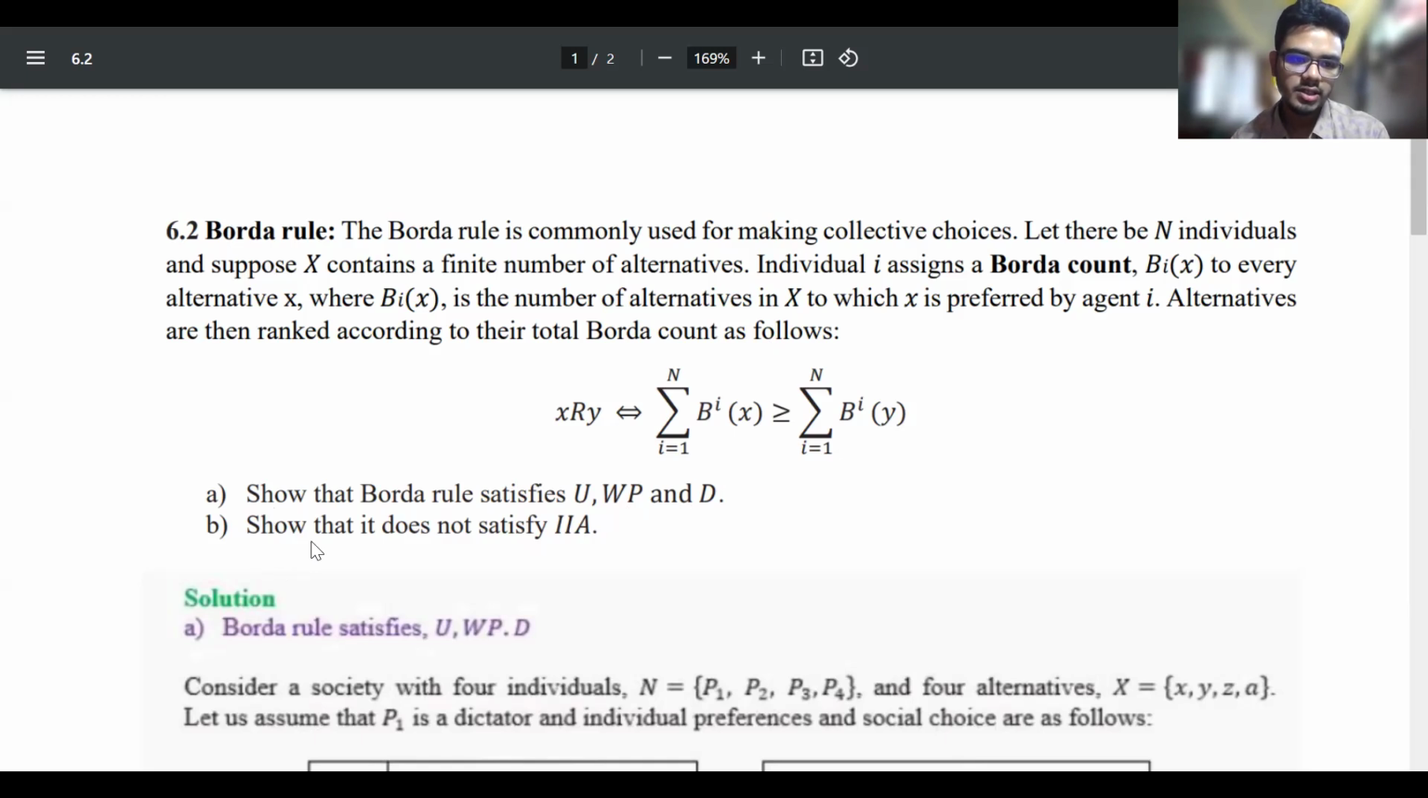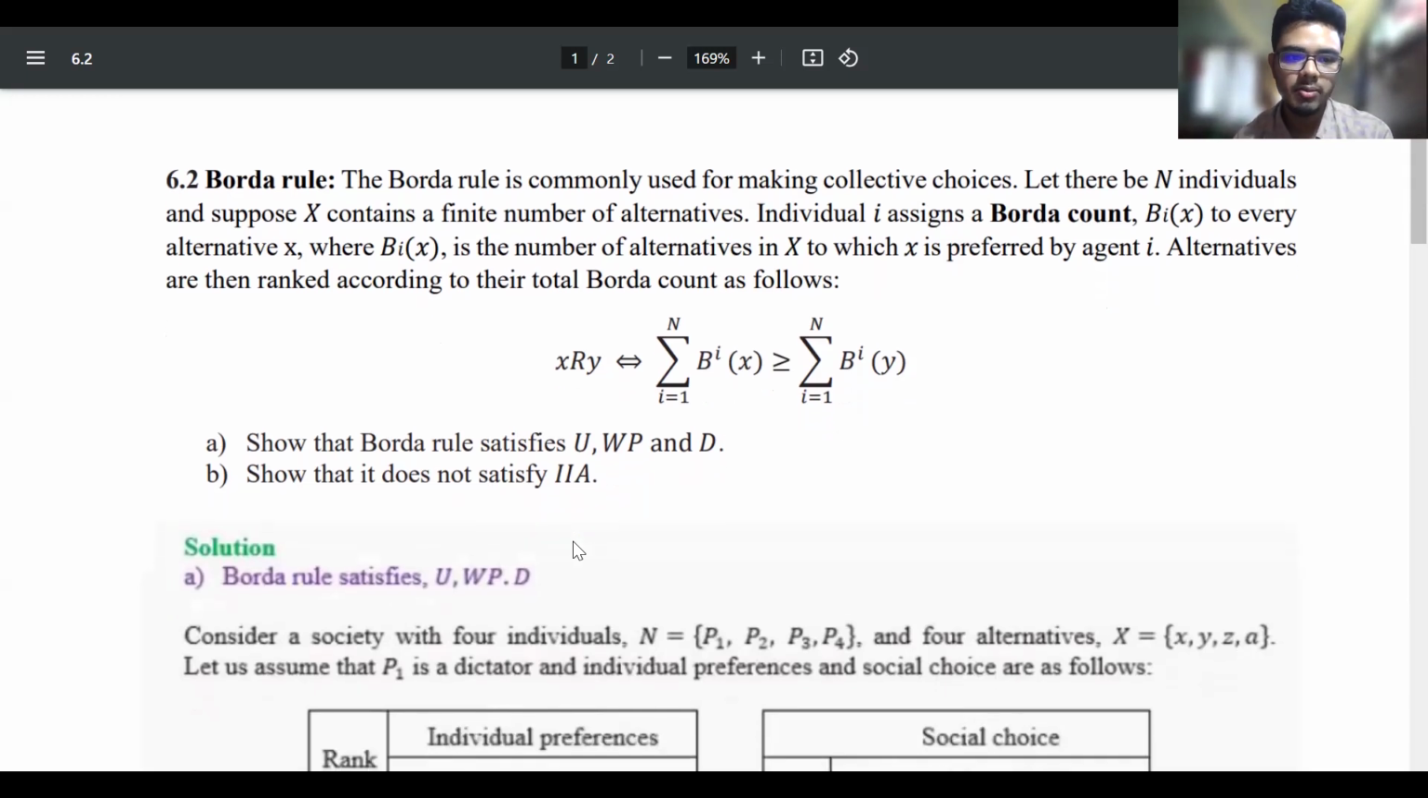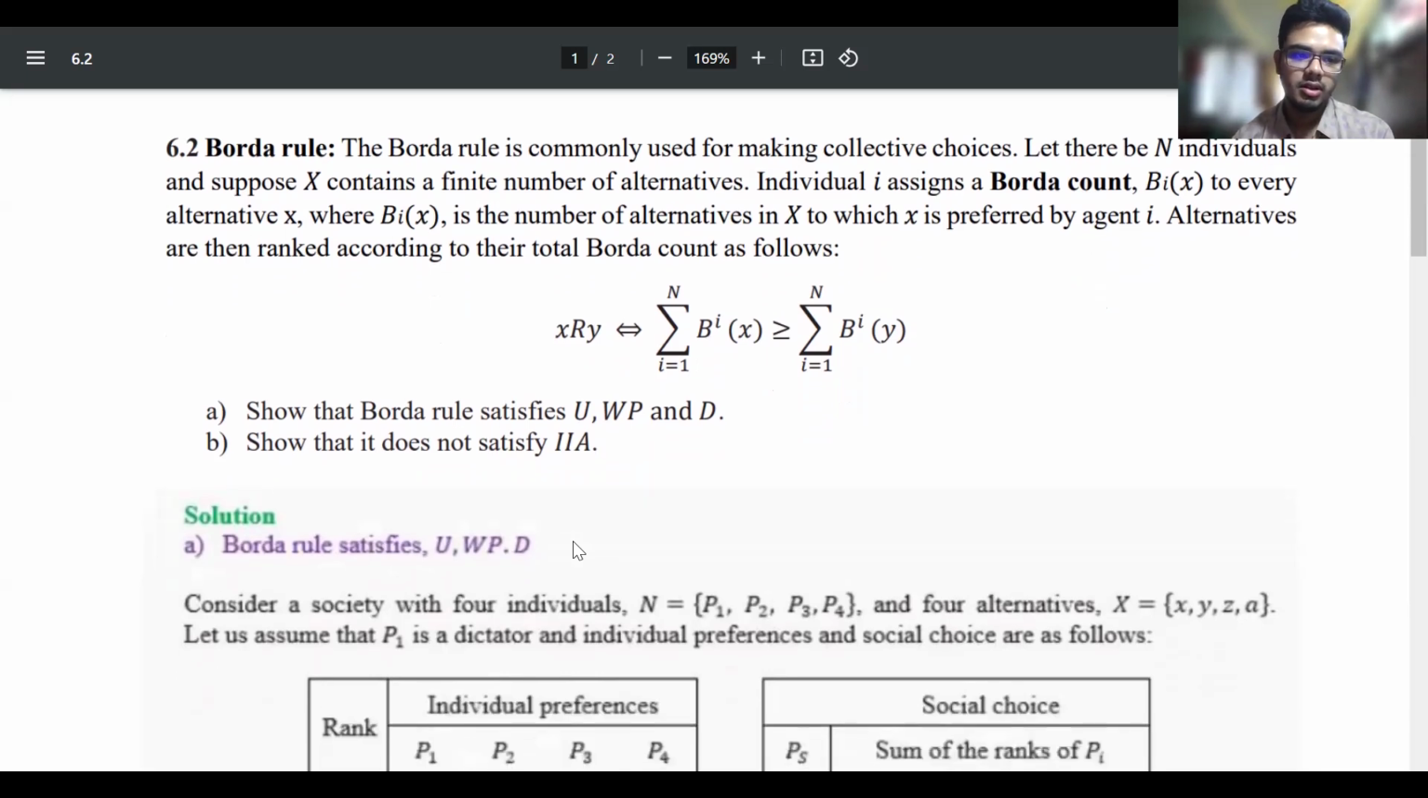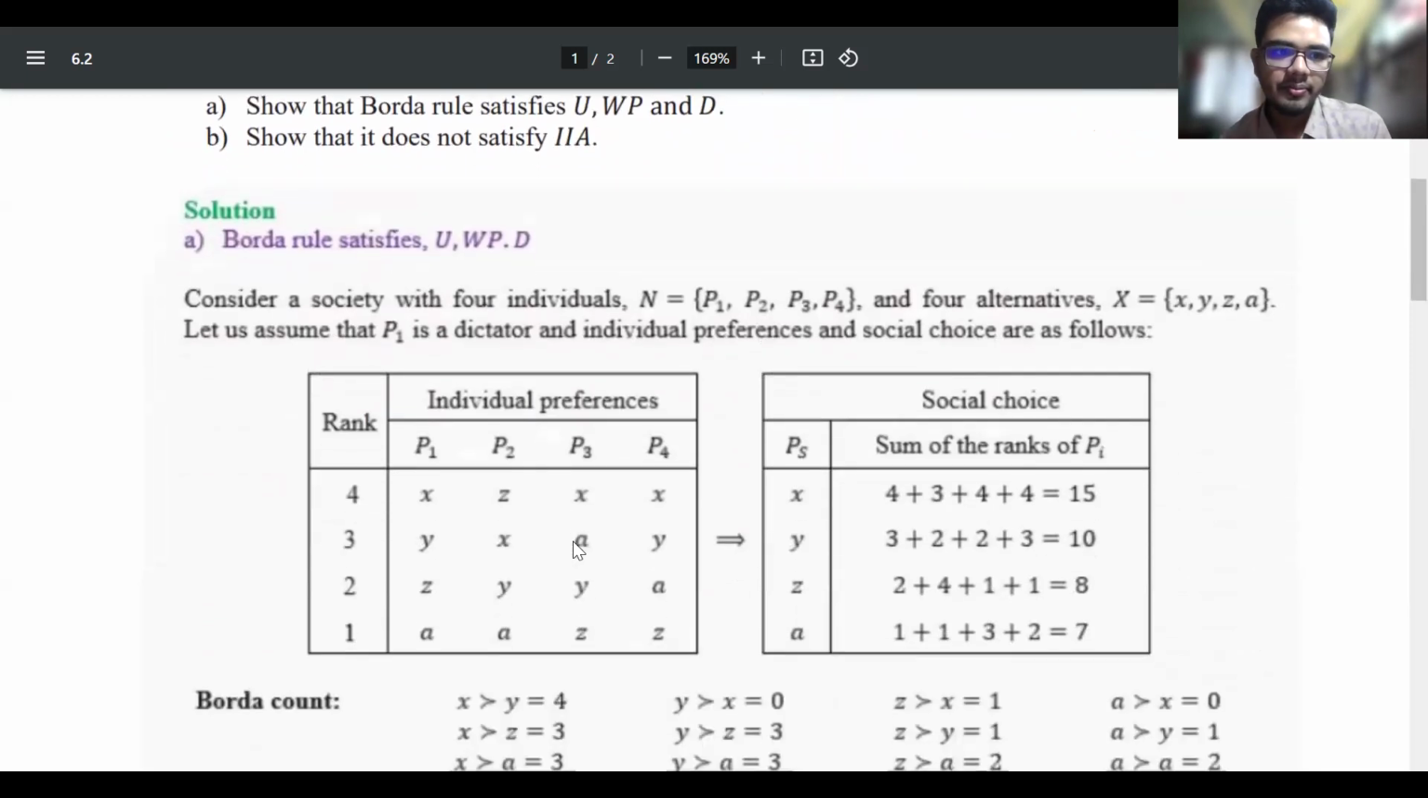The second question is, show that it does not satisfy IIA, which is independence of irrelevant alternatives. So first, we will solve question number 1. Let's see. The Borda rule satisfies U, WP, and D.